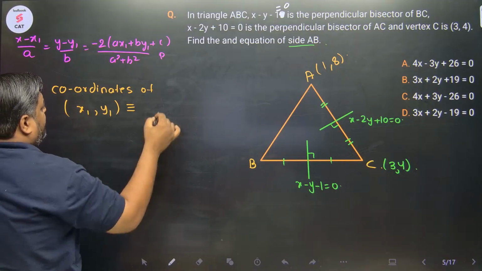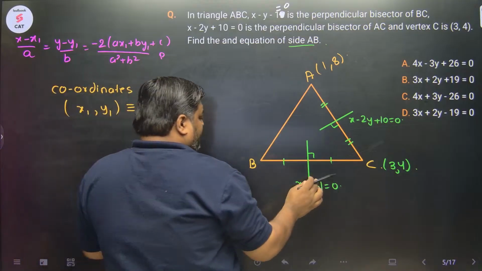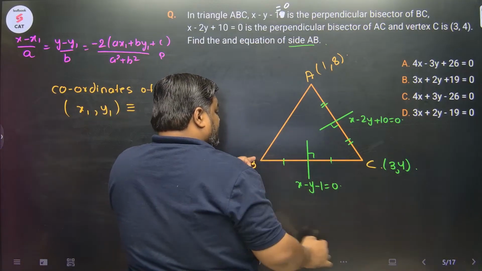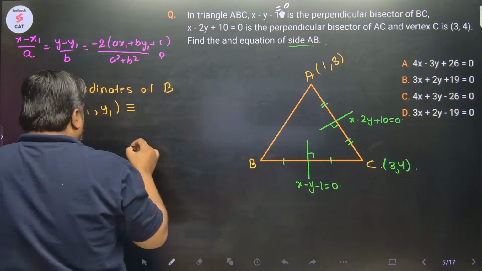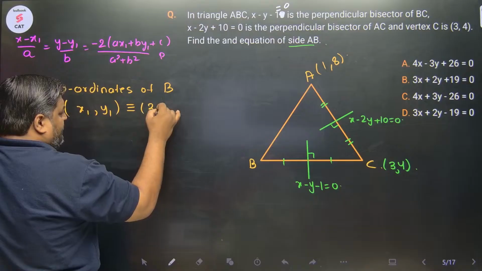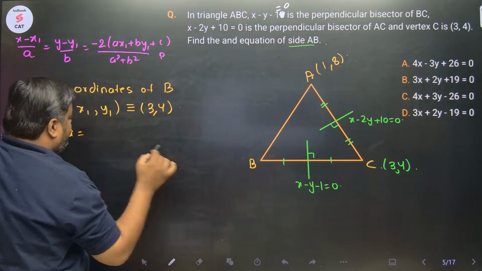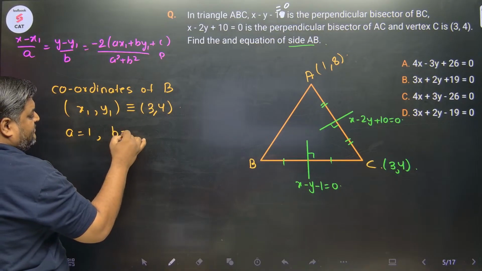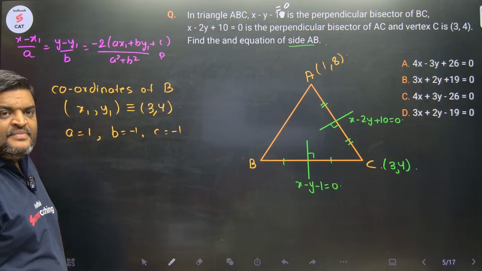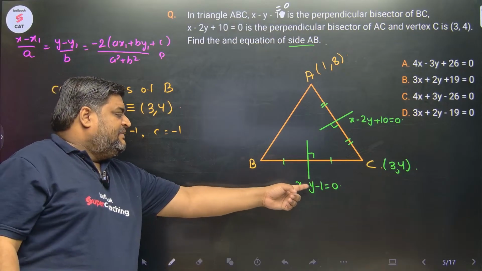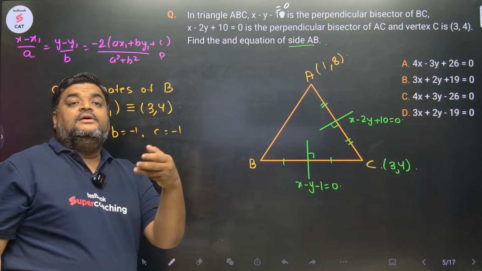So for B, coordinates of B निकालना है. तो B के लिए x1 y1 again is 3 and 4. B is the mirror image of C across this line. Okay. So x1 y1 is again 3 and 4. What is A, B, C now? A is 1, B is minus 1, and C is minus 1. Right? A is 1, B is the coefficient of y along with the sign, and C is the constant along with the sign.